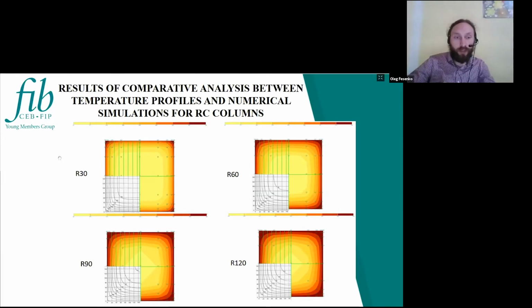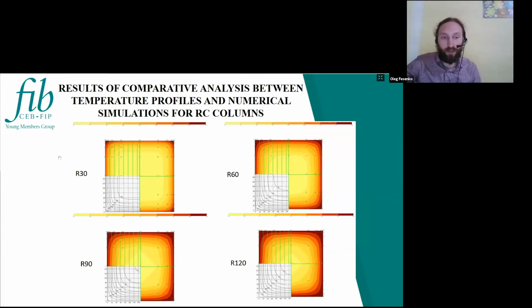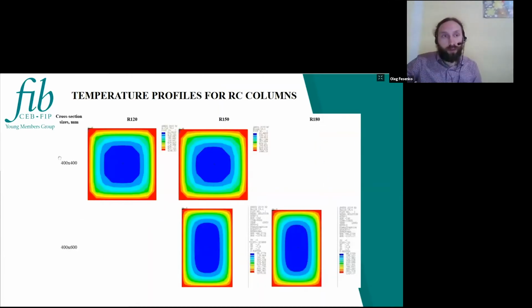This calculation was made in our Ukrainian finite element complex called Lira SAPR. And another type of temperature profiles for reinforced concrete columns with different cross-section sizes. These sizes are different from the temperature profiles given in the Eurocode. These cross-section sizes are more typical for the main types of columns in building practice.